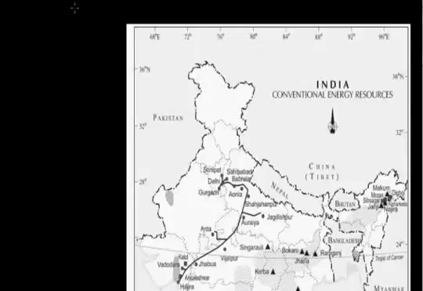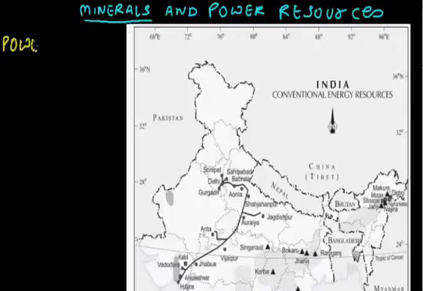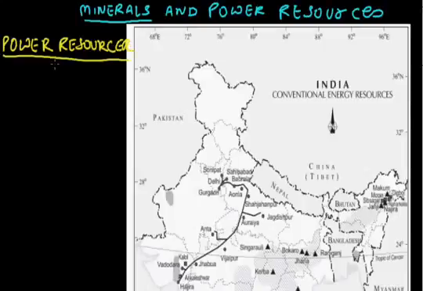So students, let us start the third part of our chapter, minerals and power resources. In the first two parts, we did minerals: what is a mineral, what are its types, and then we took two examples from each type of mineral. Now let us start power resources. The resources from which we get power are called power resources.